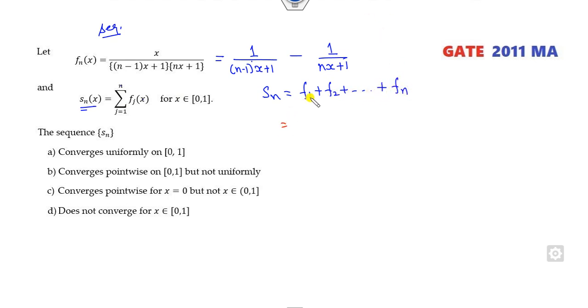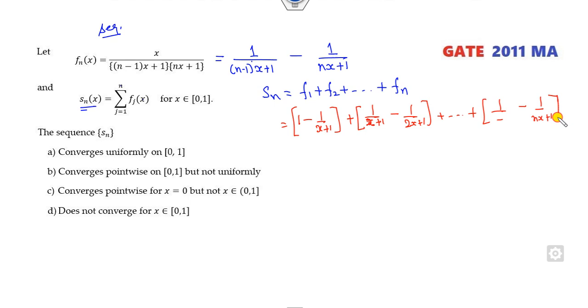Now you can see what is the f1. When n is 1, it's 1 over x plus 1. Fine. Plus f2, it will be 1 over 2x plus 1 minus 1 over x plus 1, plus so on. The last part will be 1 over nx plus 1 minus 1 over (n minus 1)x plus 1.